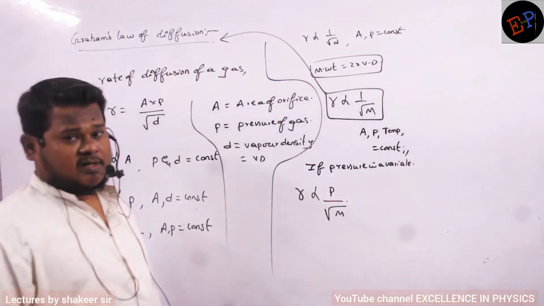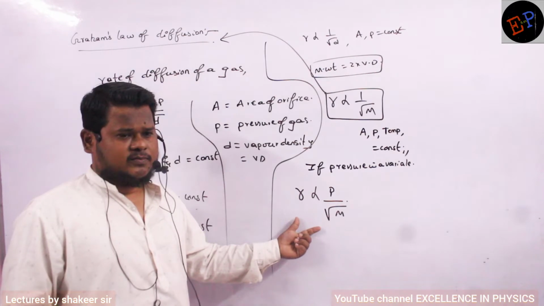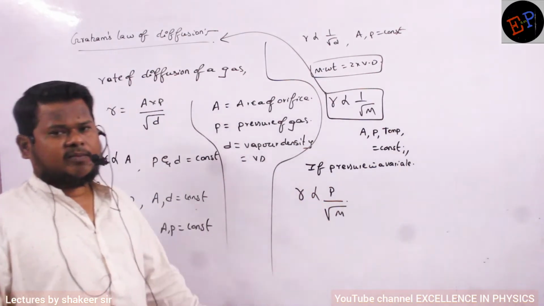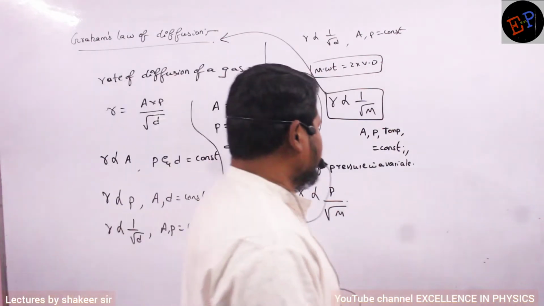So if pressure is a constant, then I can remove pressure. But if pressure is a variable, then I have to include pressure also, no? So R is proportional to P divided by root M. This is how I can write. Are you able to understand?